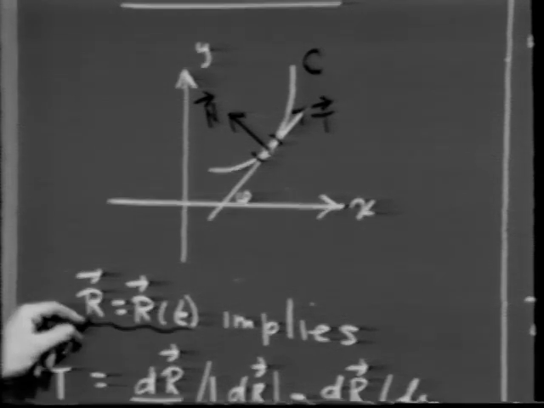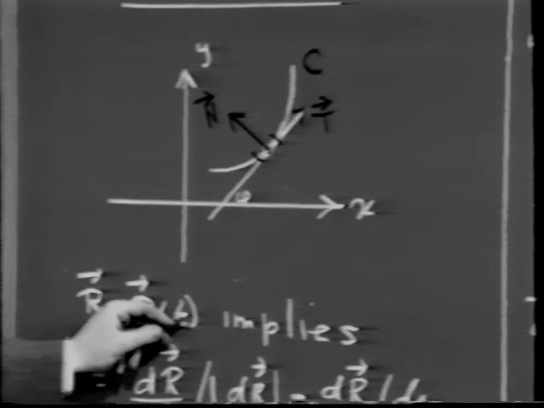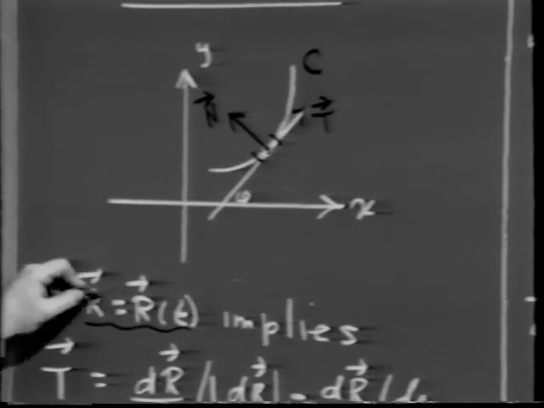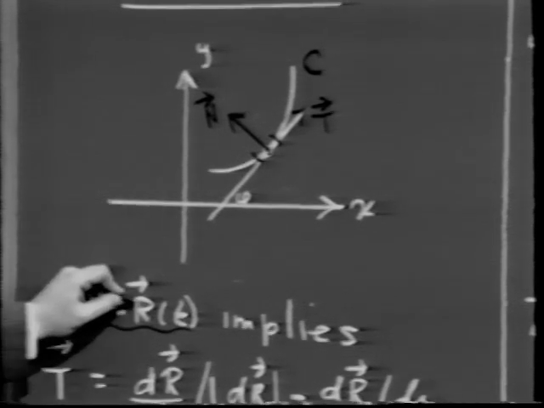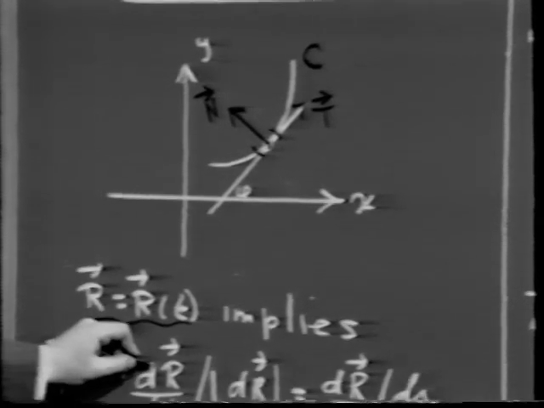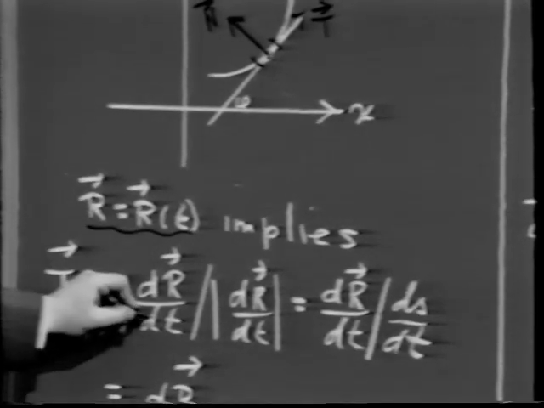Motion in space, where the radius vector r was a function of t. And remember what we showed last time? We showed that dr/dt, the velocity vector, has its direction always tangent to the curve. We proved that last time.